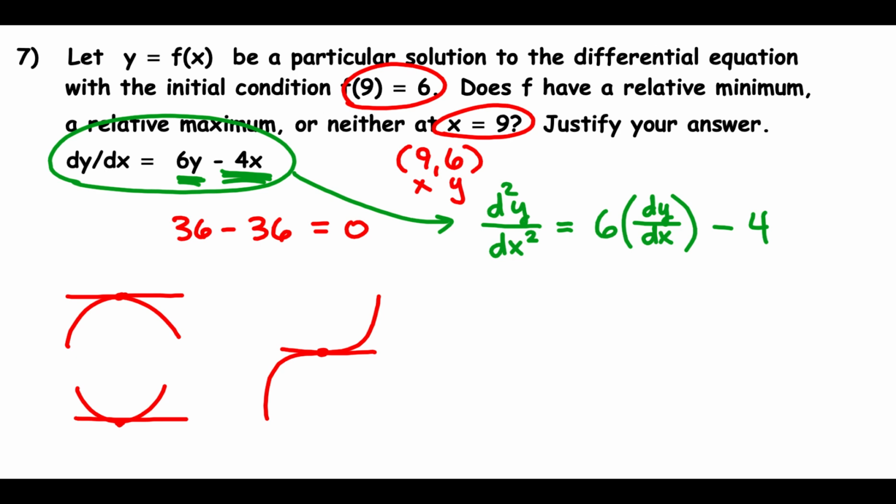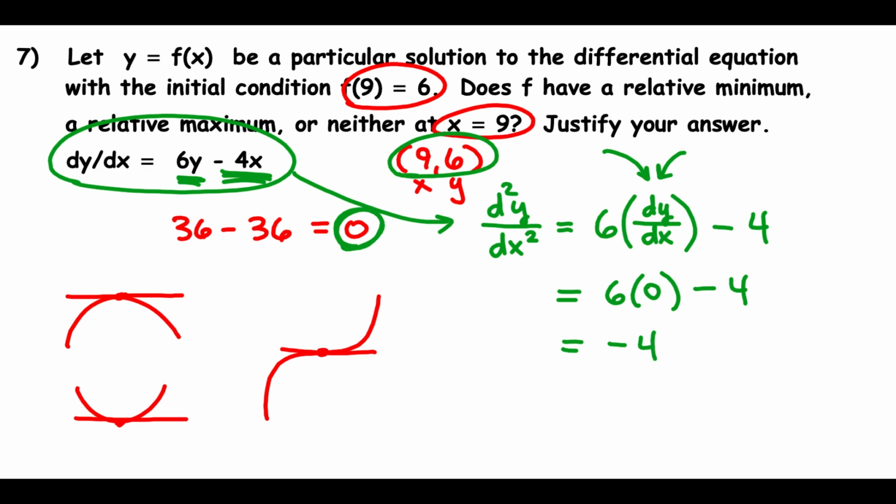Now, I don't have to substitute the 6y minus 4x into the parentheses. I don't have to do any of that, because remember, we're still at the point (9, 6), and I know that dy/dx there is 0, because we found that out over here. So really, the second derivative there is just 6 times 0 minus 4, which of course is negative 4. And if the second derivative is negative, we're going to be concave down like a frown. So it's going to be this situation right here. And this point (9, 6) is a relative maximum.